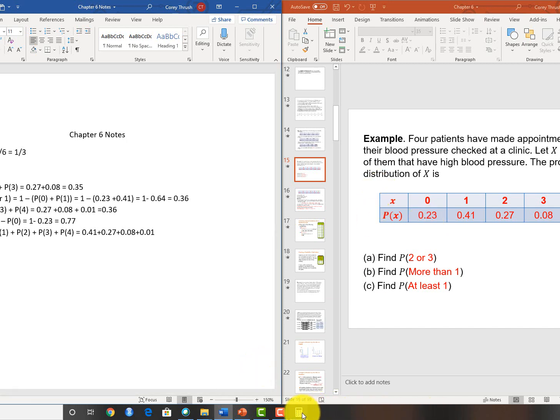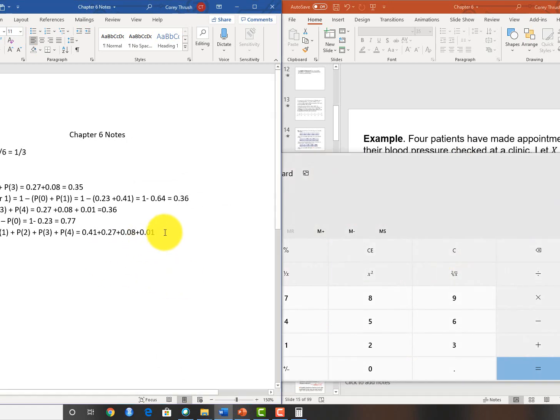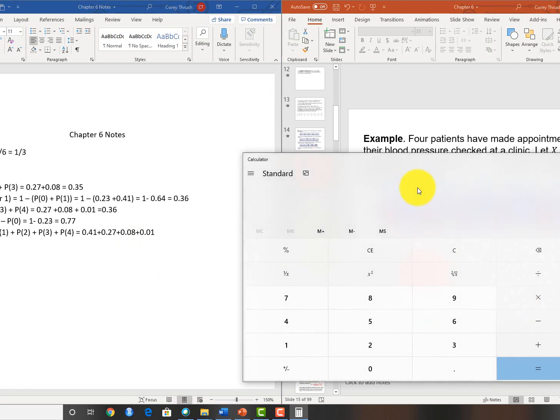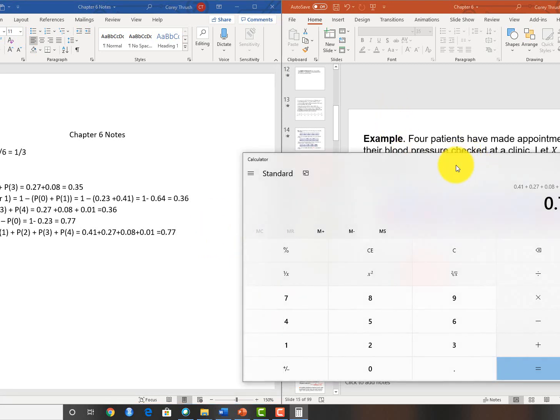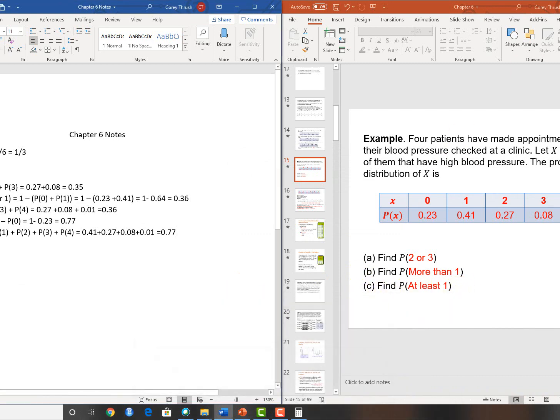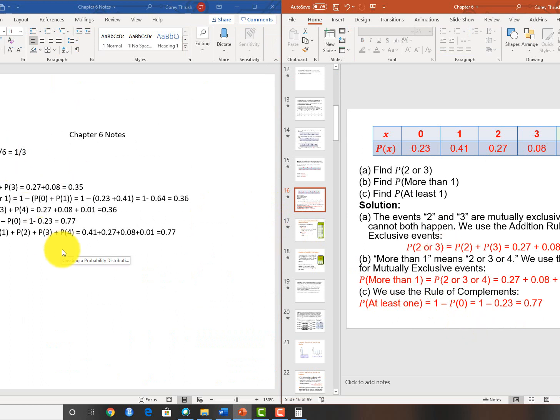And if we pull up the calculator, well, it's going to equal 0.77. But to work it out in the calculator, 0.41 plus 0.27 plus 0.08 plus 0.01, 0.77. All right. And then this is how they worked it out. And you can see this all matches up with what I have.